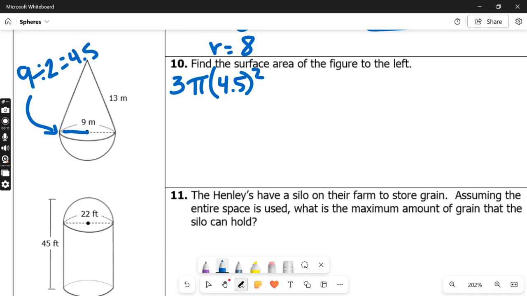Hold on just a second. All right, 3 times pi times 4.5 squared. Sorry about that.